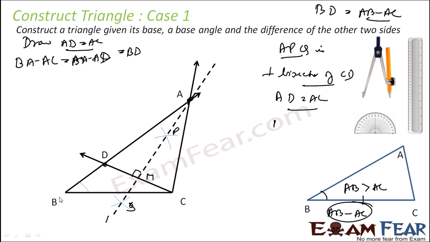Correct? Now if you see, logically AB minus AD is nothing but AB minus AC. And that value is given, AB minus AC. And that is BD. And that is what we have plotted.